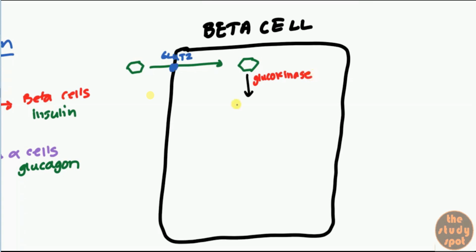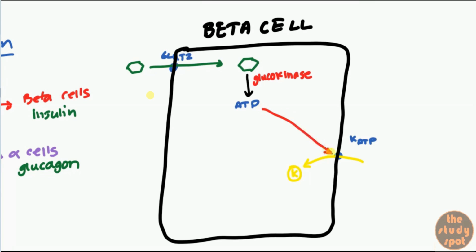Once it gets acted upon by glucokinase, there's a long chain of events that occurs afterward: glycolysis, Krebs cycle, oxidative phosphorylation. Eventually, you're going to get ATP. Now, what does ATP do? Well, ATP acts upon another pump, which is known as the potassium ATP pump. This potassium ATP pump pumps potassium into the cell.